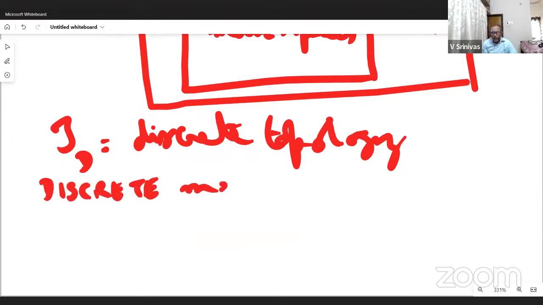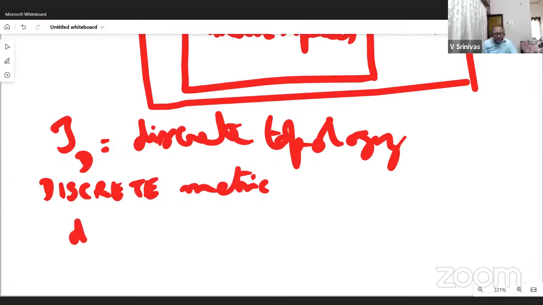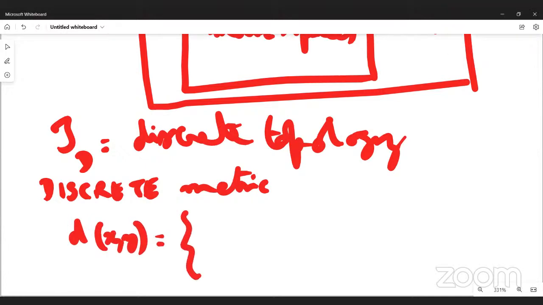Anybody knows what is a discrete metric? Hello, friends. Anybody knows what is a discrete metric? It's the largest one. Apologies. Yes, please. Power set is a discrete metric space.